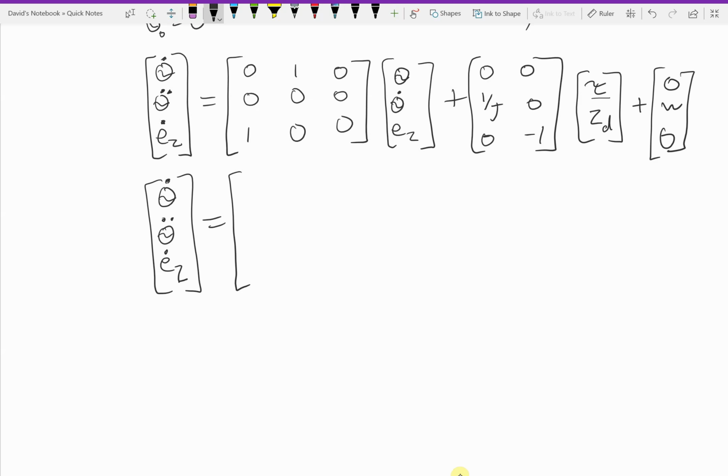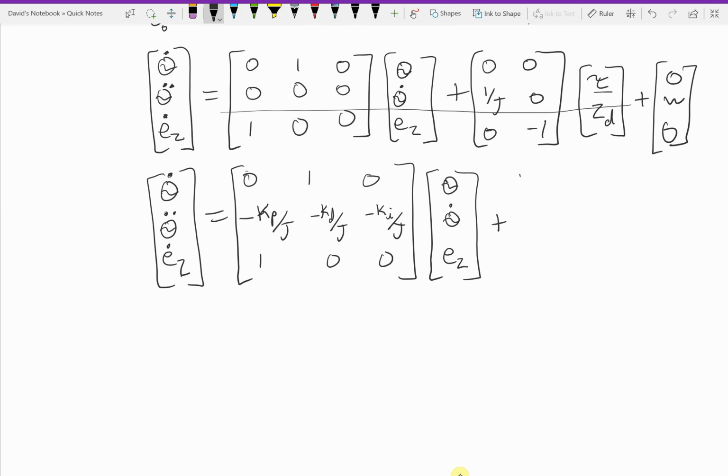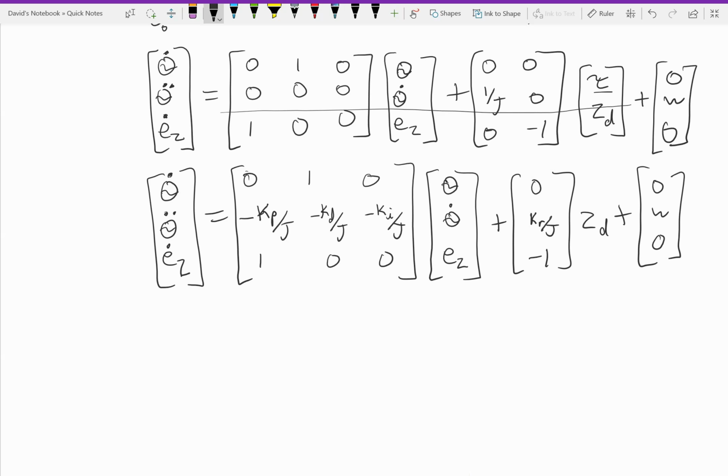Recall that this torque only comes into play on this row of the state space system, this middle row. So the top row of our A matrix will still have 0, 1, 0. The middle row will become minus Kp over J, minus Kd over J, minus Ki over J, and the last row 1, 0, 0. This is going to be followed by theta, theta dot, and ez. Over here we might choose to include now our reference gain, and we'll have our disturbance.